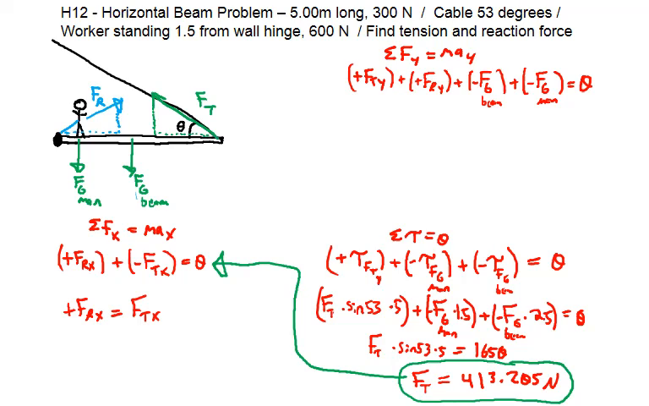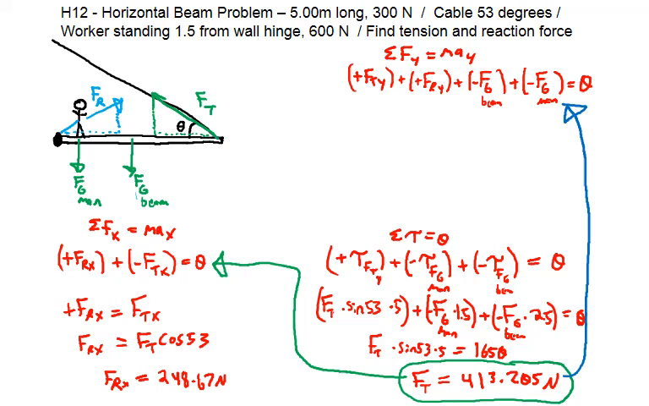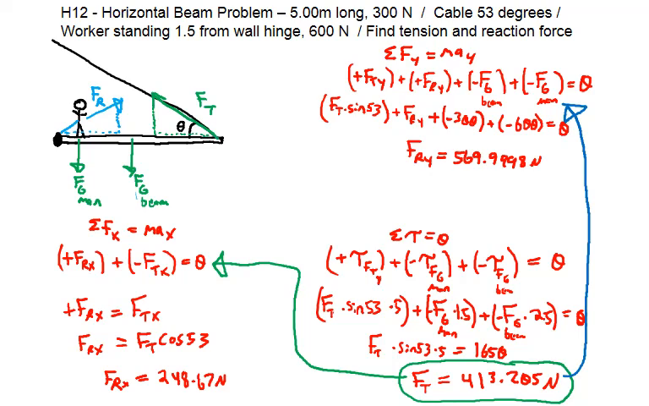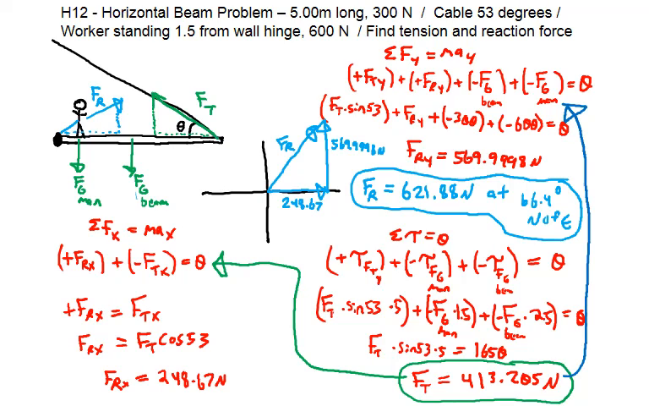Okay, so place that in there. We know that the force of tension in the x-axis is the force of tension times cosine of 53 to get the adjacent side. 248.67 should be what you've gotten for the force of reaction in the x. In the y direction, we should get the force of reaction in the y, 69.9998. And when we set up our Pythagorean theorem there, the x and y for the force of reaction, we should get 621.88 newtons at 66.4 degrees.